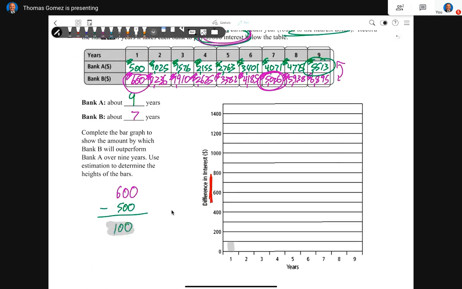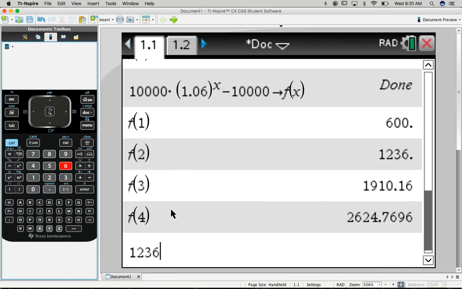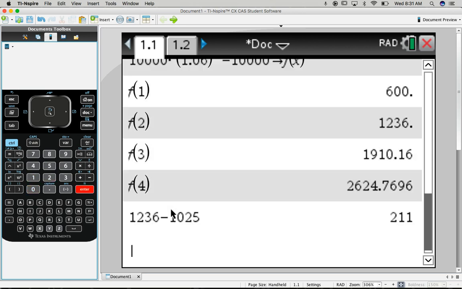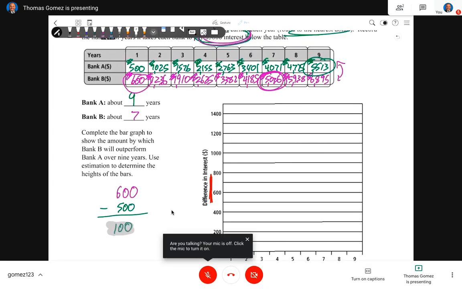Okay. So 1236 minus 1025, just real quick, 1236 minus 1025, we could see is 211. So the difference there is going to be $211, which is approximately somewhere around there. Okay, so let me go ahead and highlight that. About 211. And then the next one's about 334. And then we have like 470. Then we have like 620. And again, this is just showing you the differences between the better option and the worst option.